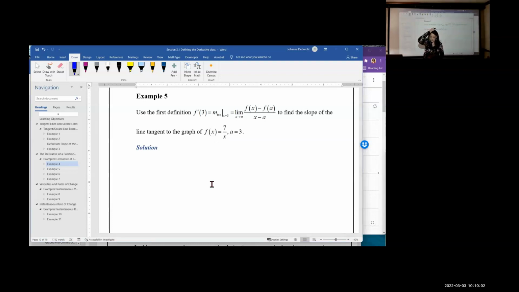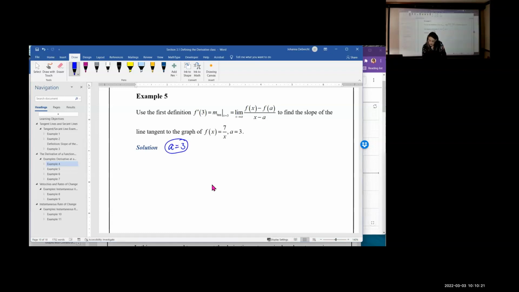Okay, let's take a look at this one. This is using the first formula again, but it's got a fraction in it, so we're going to have a complex fraction. It's going to make it a little harder. So we're looking at the derivative at 3. So we have f prime of 3. So a is equal to 3.